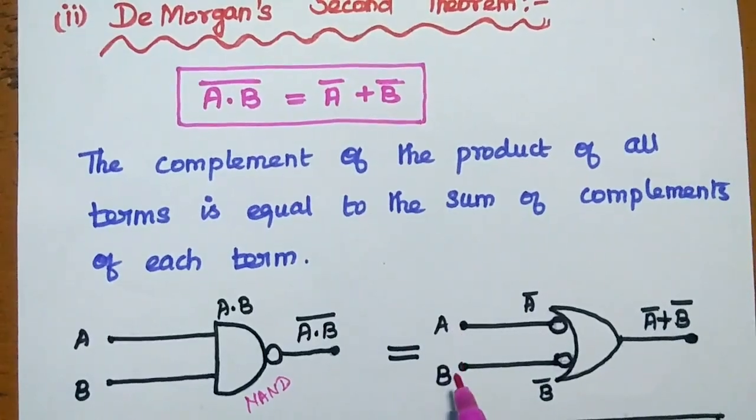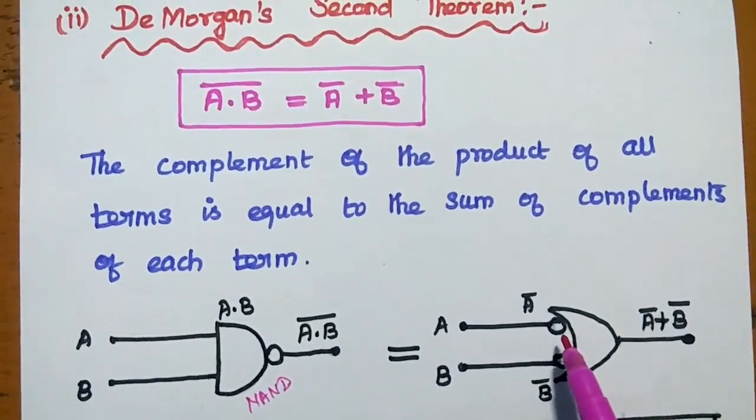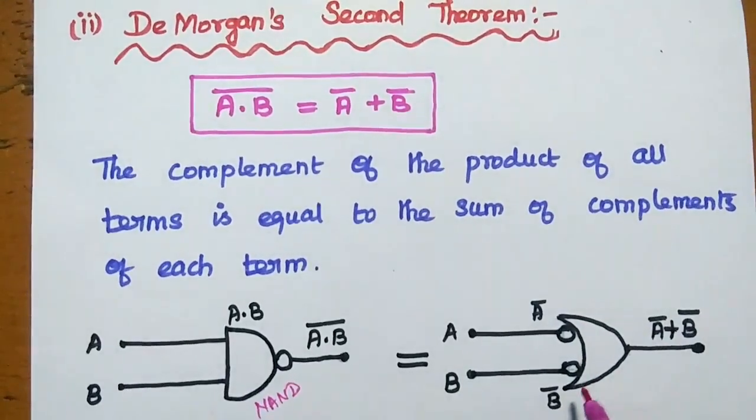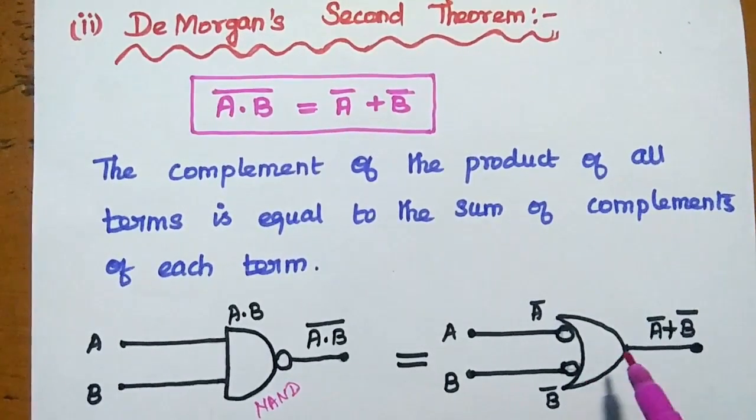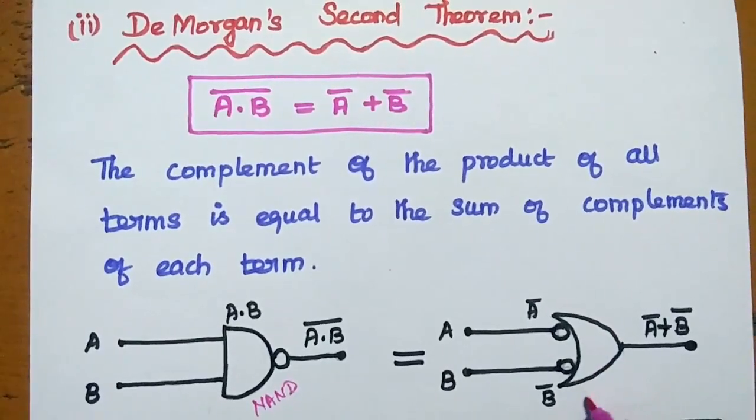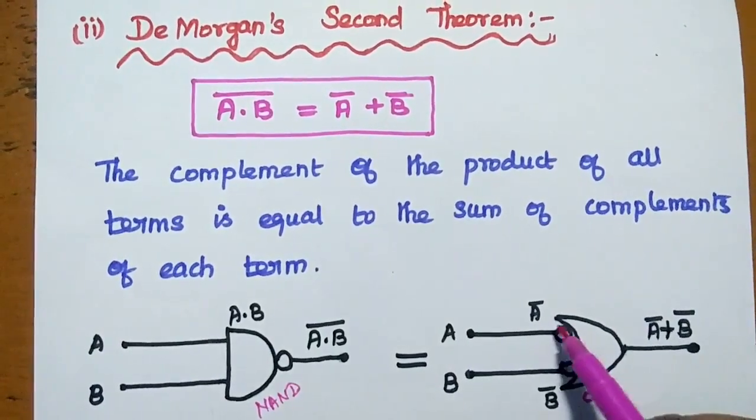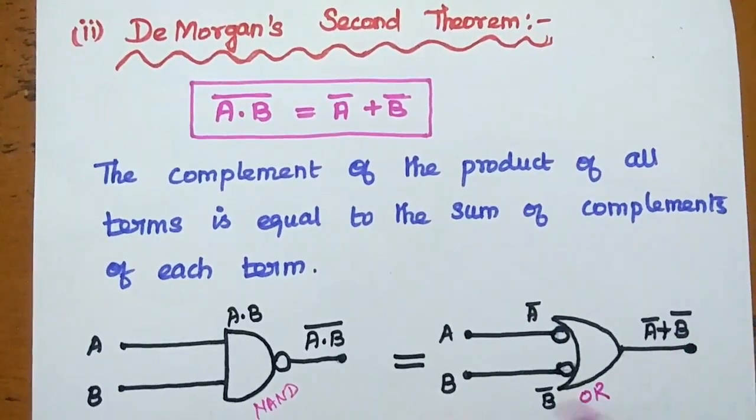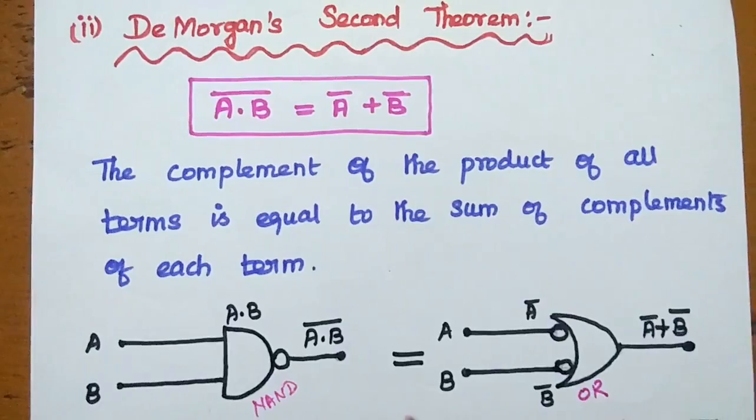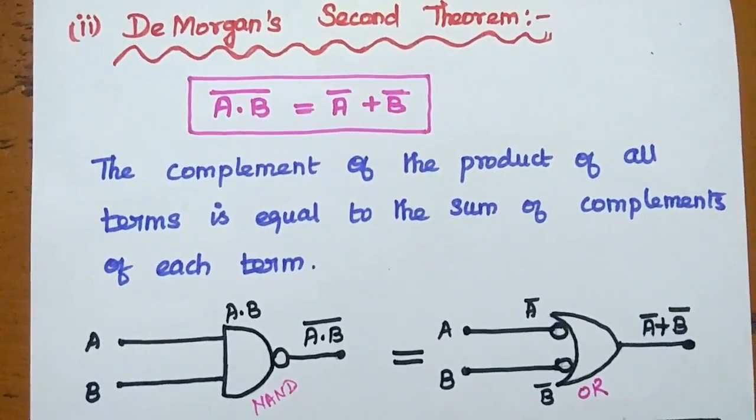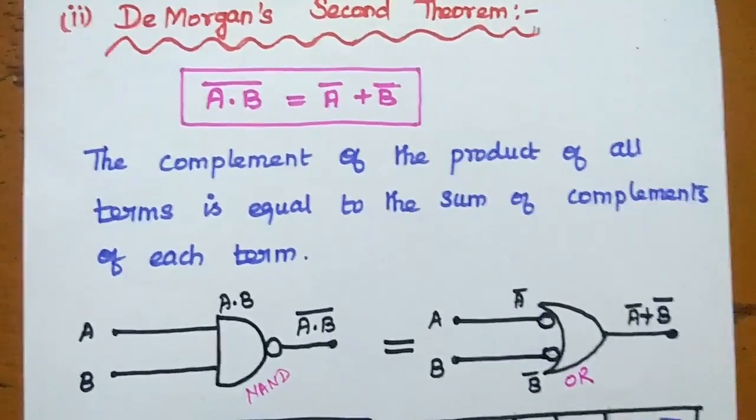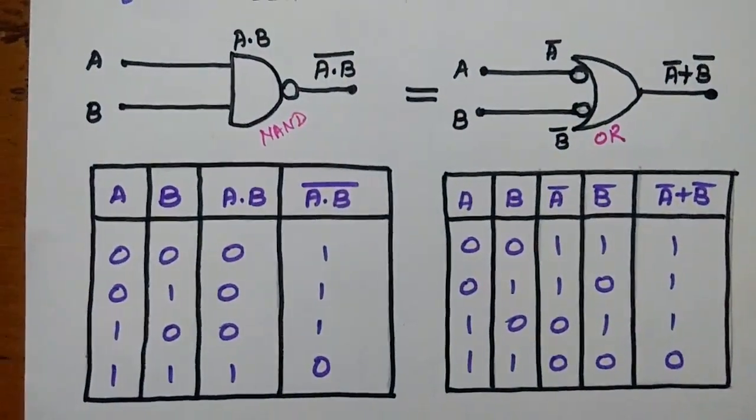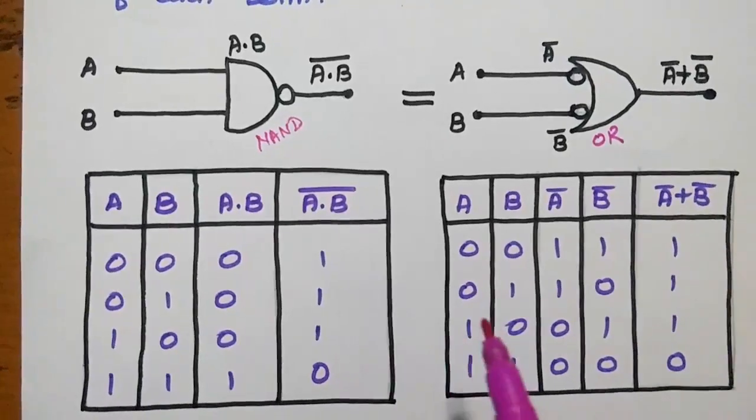The inputs are A and B. Here the bubble represents the inverting operation, so we can get A bar and B bar after this bubble. Here it is the OR gate, so we are going to add these two input values as A bar plus B bar. So this is the diagrammatic representation of DeMorgan's second theorem. The second theorem can be proven by using the truth table.